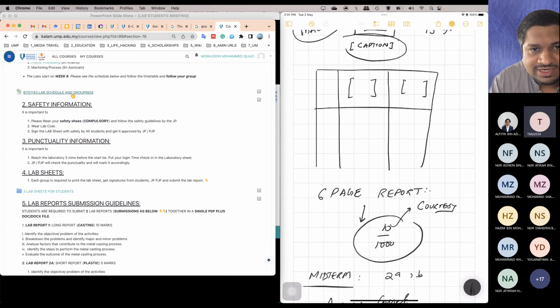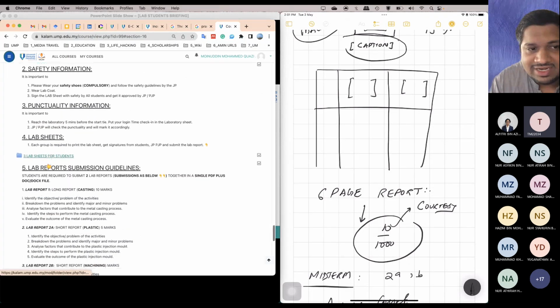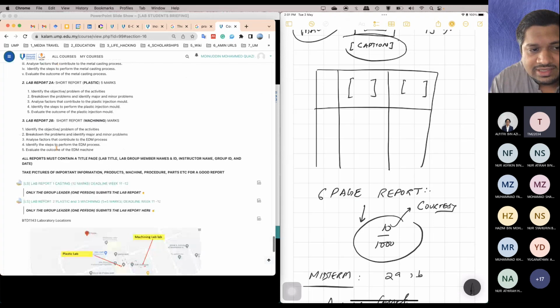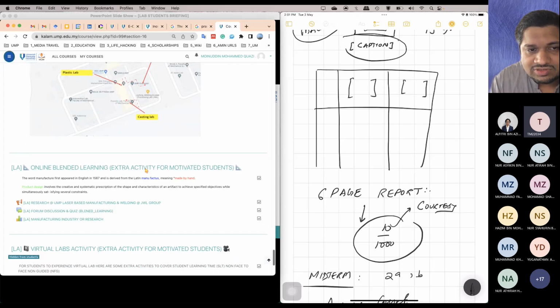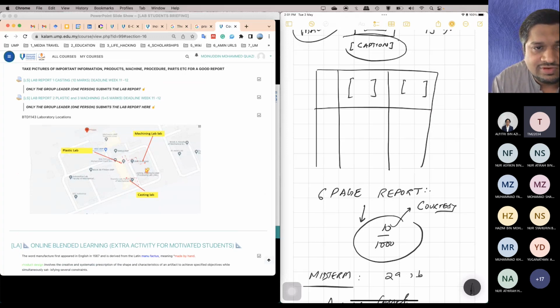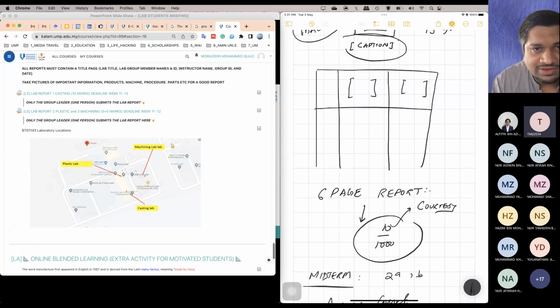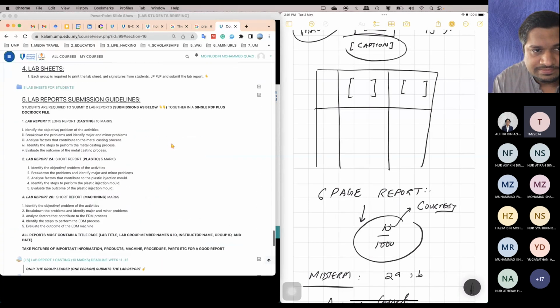The schedule is available. The lab sheets are available for printing. And the submission of lab report number 1 and report number 2 and 3 are also available. I hope that in the next 4 or 5 weeks, you can complete your lab report and submit it so that we can check your lab reports.